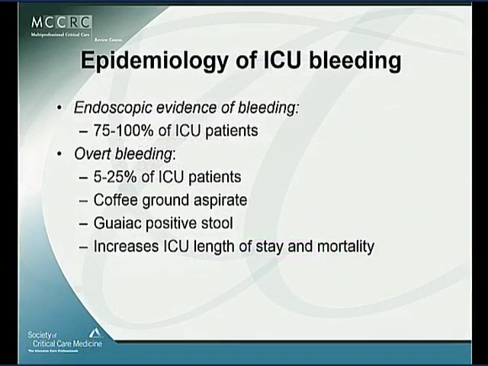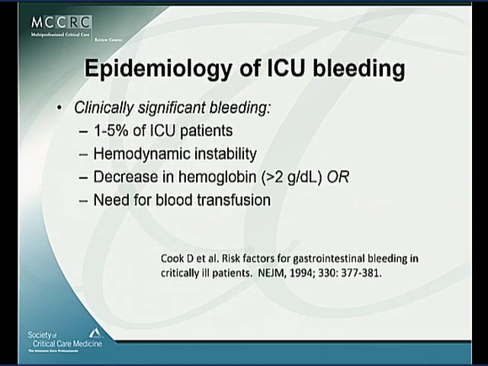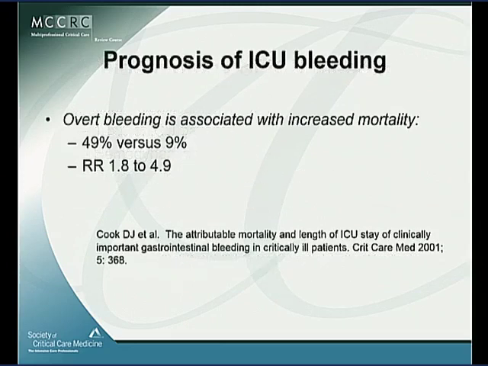So GI bleeding at some level is extraordinarily common in our patients. If you stuck a scope in every ICU patient, almost all of them would have some evidence of petechial hemorrhage. Overt bleeding is less common. This is where you see coffee ground emesis or aspirates. They, in fact, do increase the length of ICU stay and mortality. However, clinically significant bleeding is very rare, less than 5% of patients. These are patients who become hemodynamically unstable, who drop their hemoglobins and require transfusion to treat.